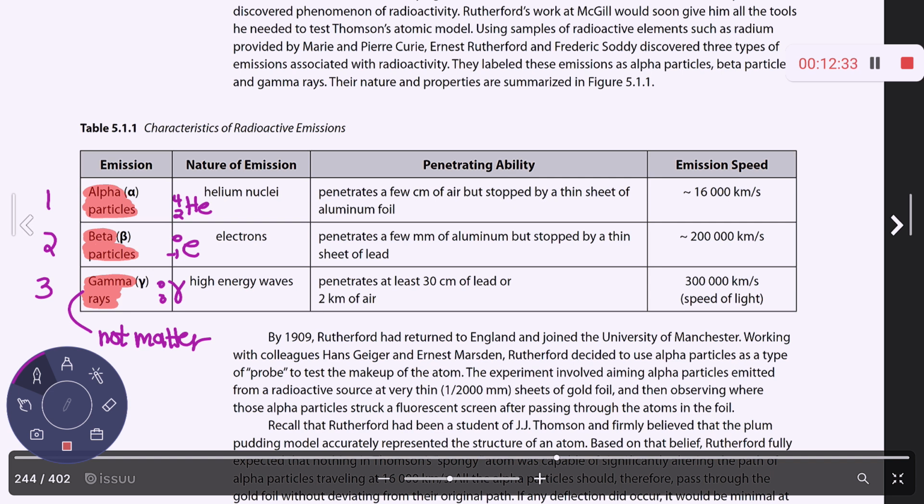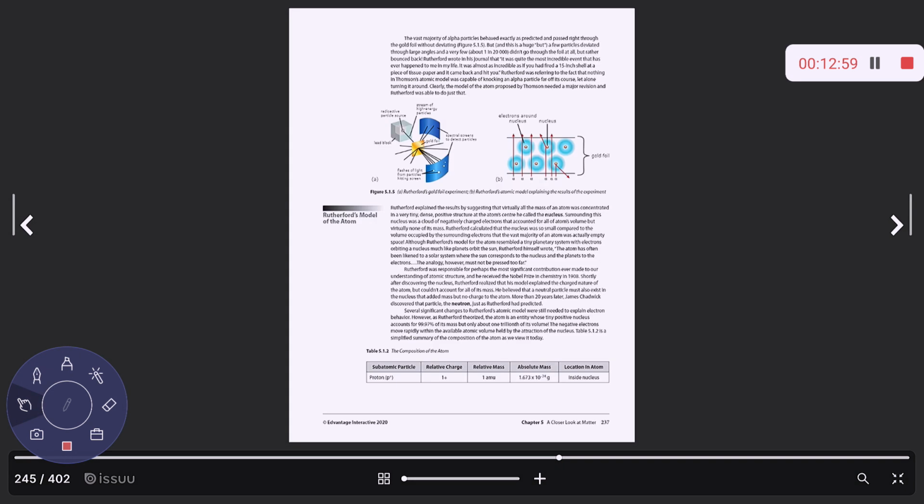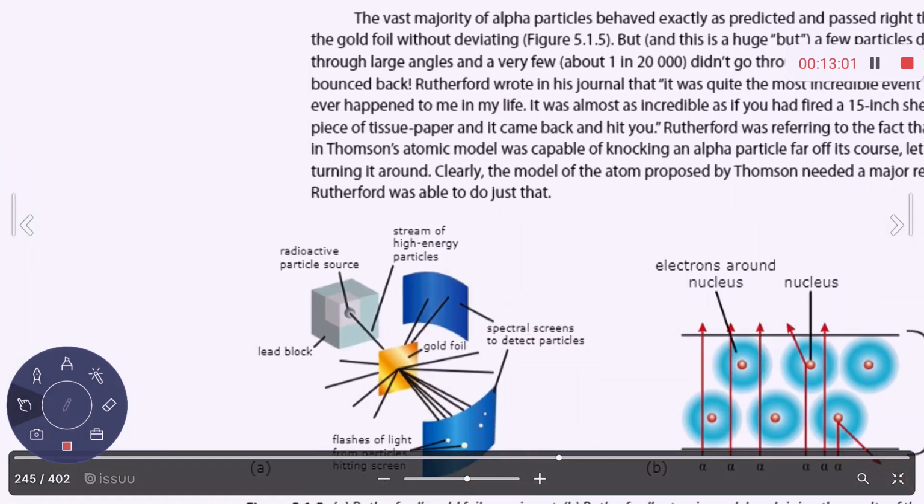Now, the reason why I'm telling you about this is because Rutherford used his knowledge of alpha particles to probe matter to reveal what it was made of. He wasn't setting out to disprove J.J. Thomson's plum pudding model, but he actually did. Okay, so on the next page, you're going to see a picture of Ernest Rutherford's gold foil experiment.